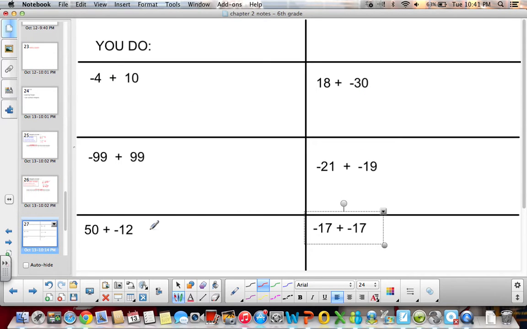Okay, I want you to pause me and do some good review problems. So take a second and do all these on your sheet of paper, and then check back for all the correct answers.